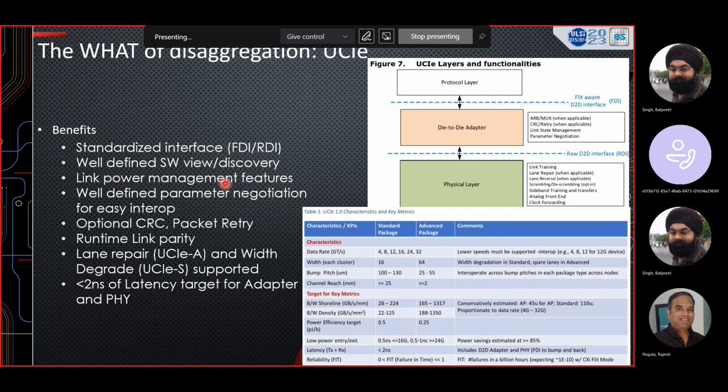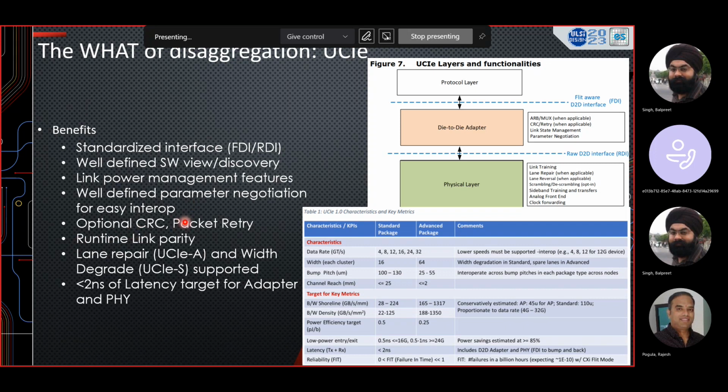It has power management features, so you can put the link in a low power state. They have two different states, L1 and L2. L1 is the shallower state, L2 is a deeper state. You can power down your PHY completely, turn off the clock, or you can power gate your PHY so as to get better power numbers. It has a very well-defined parameter negotiation for easy interop. Like we said, one chiplet only supports up to a particular frequency, another chiplet supports up to a higher frequency, which is the next generation. You have a way to handshake and negotiate that during bring up, and you can choose the frequency that works for both the dies.